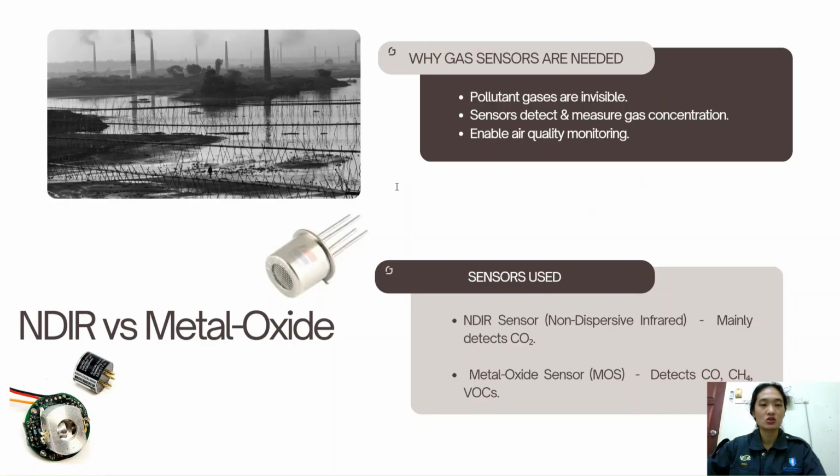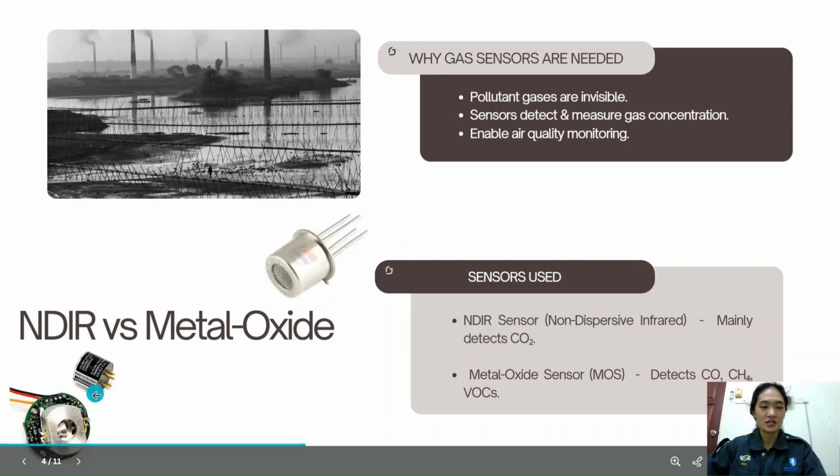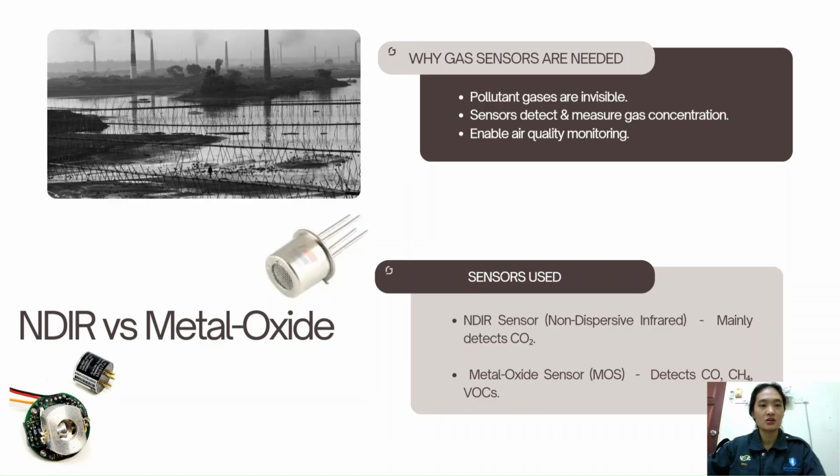In this presentation, two types of gas sensors will be discussed, which are the NDIR gas sensors and metal oxide gas sensors. Both sensors are widely used in air quality monitoring applications. In this slide, you can see this is the NDIR gas sensor, and the one on the other side is the metal oxide gas sensor.